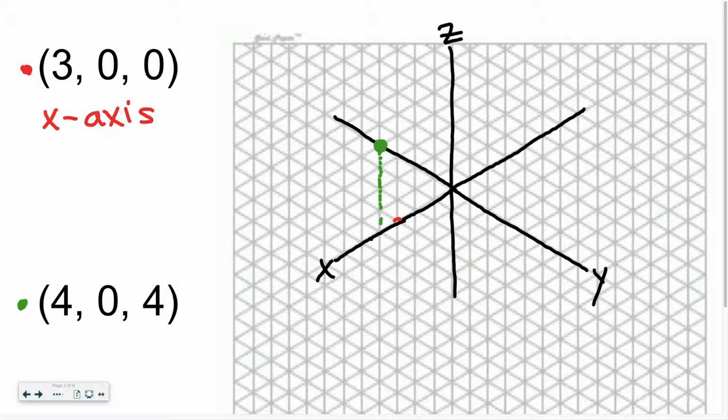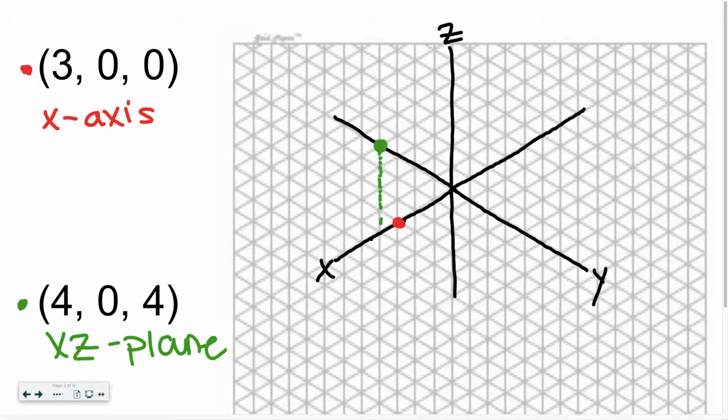Yeah. Okay. So it's on the ZX plane. It is in the XZ plane because we don't have a y coordinate, right? It's sitting in that piece of paper that we could make out of the X and Z axis. Okay. All right.